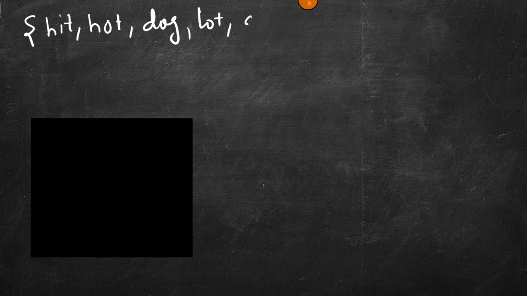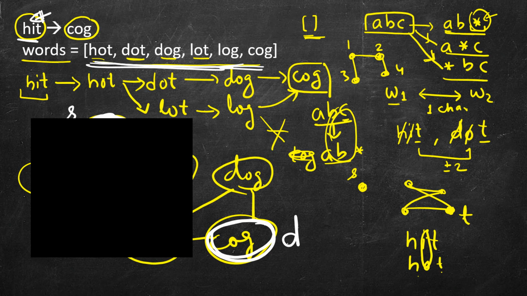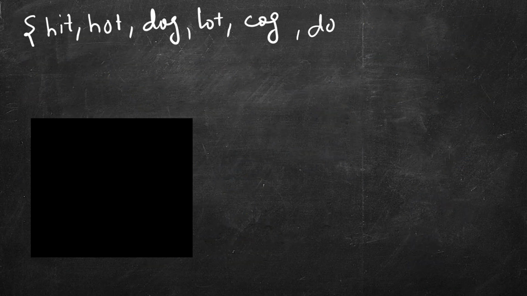So hit, hot, dog, lot, cog, and then we have log and dot. So this is the exhaustive list. So we will keep them all in a hash set, or unordered set in C++, because we will need to check access or find some words. So we can keep them in a set.